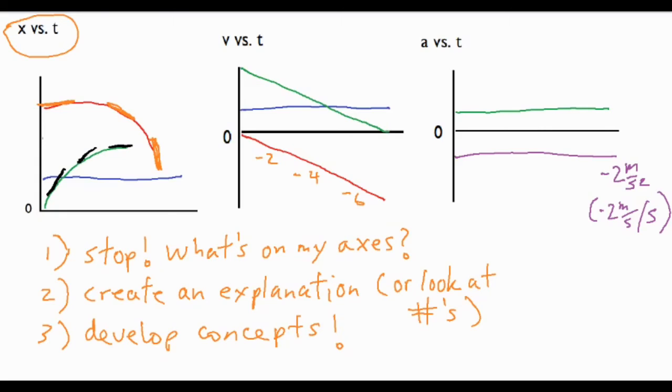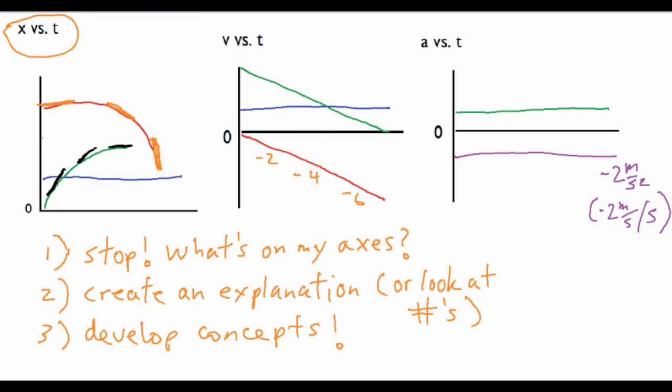Now let's take a look at our second one. Our second one is this green line with a negative slope. So I'm going to stop. What's on my axes? I'm taking a look at velocity. So I have a velocity that's starting as a large positive number, and it's getting smaller and smaller and smaller and moving towards 0. So I stopped, looked at my axes, created an explanation. I'm looking at my numbers and seeing how they're starting high and then starting to drop towards 0. That would probably give you the sense that it's something that's slowing down, which it is.